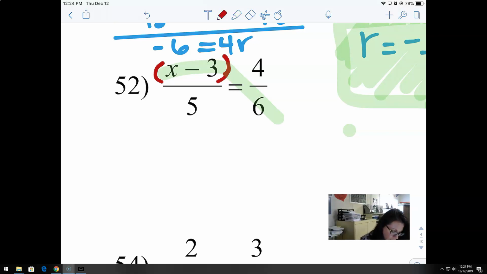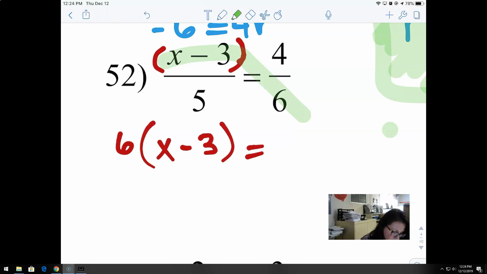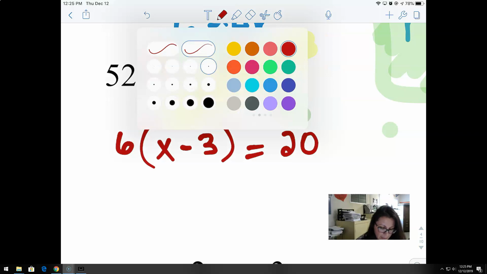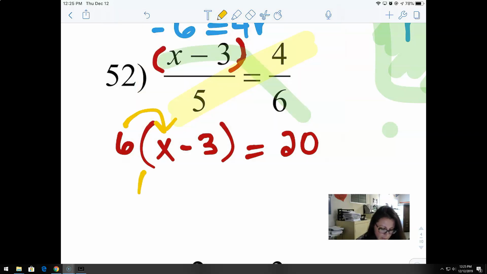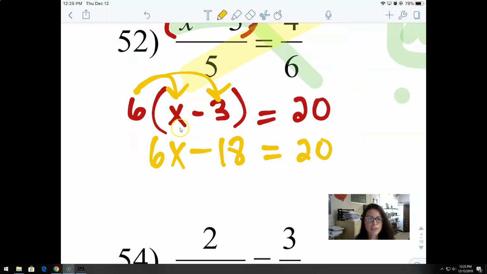So we're going to go ahead and write that out as 6 times the quantity of x minus 3, which equals the other cross product, which is 4 times 5. 4 times 5 is simply just 20, and I'm going to go ahead and put that in there. So now I'm just going to distribute the 6. So I get 6 times x, which is 6x, and then 6 times a negative 3, which is a negative 18, which equals 20.